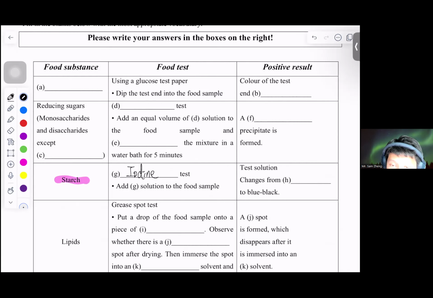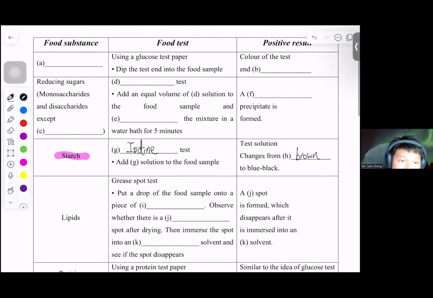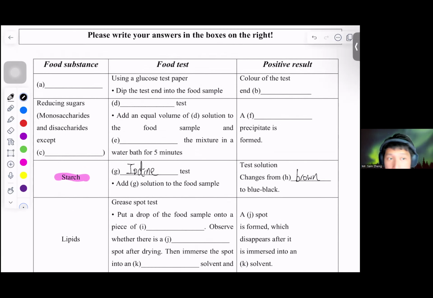Now, the test solution will change from brown or yellow to black. Next, apart from starch, which is a type of polysaccharide, we also have some monosaccharides. Then how can we test for them? We will have glucose. For glucose, we will use the glucose test paper. If we dip the test paper into the food sample, the color of the test paper will change to another color.